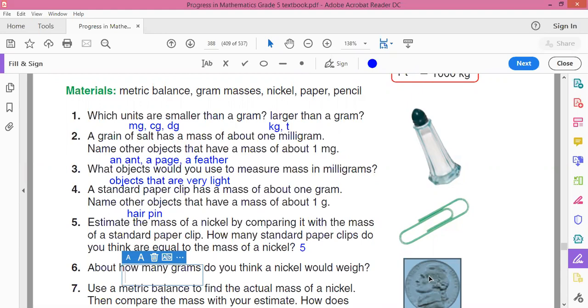1 gram? No. Listen, Abdul Mohsin. 1 gram is about this paper pin. And in question number 5, we estimated that 1 nickel, this one, is equal to about 5 paper pins. Then what do you think the mass of this nickel is? 3 grams? 5. Yeah, because you have estimated it equals 5 paper pins. So you can say about 5 grams.